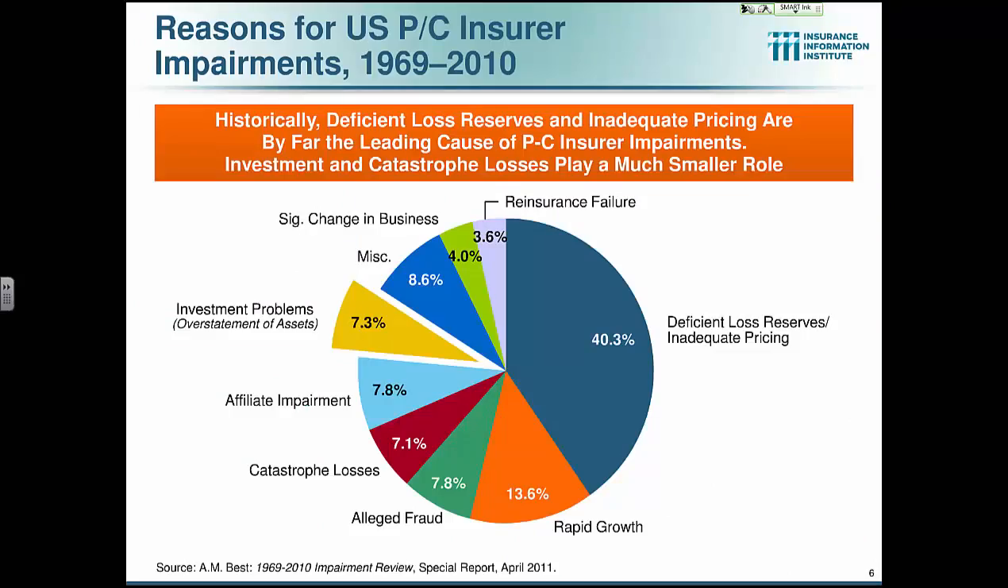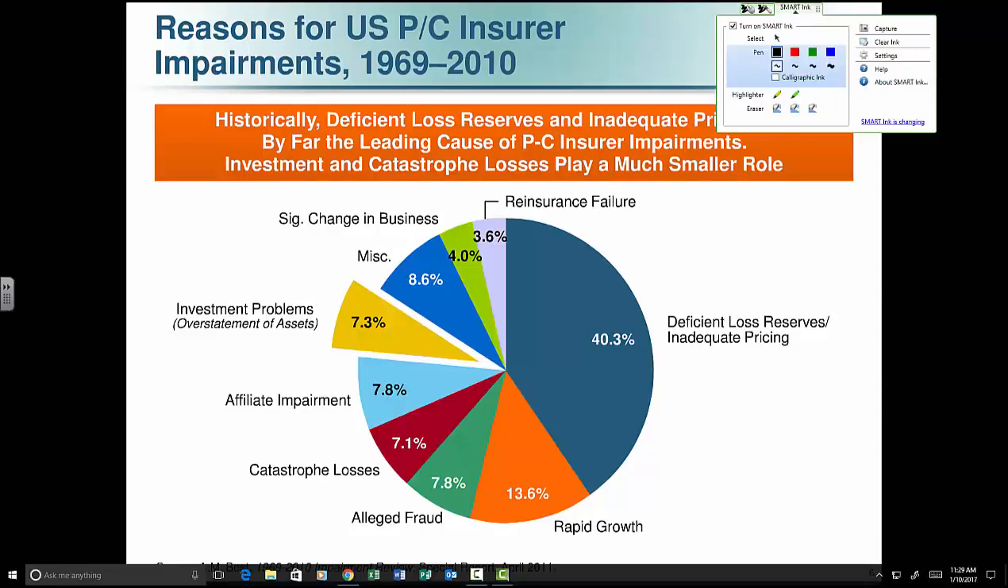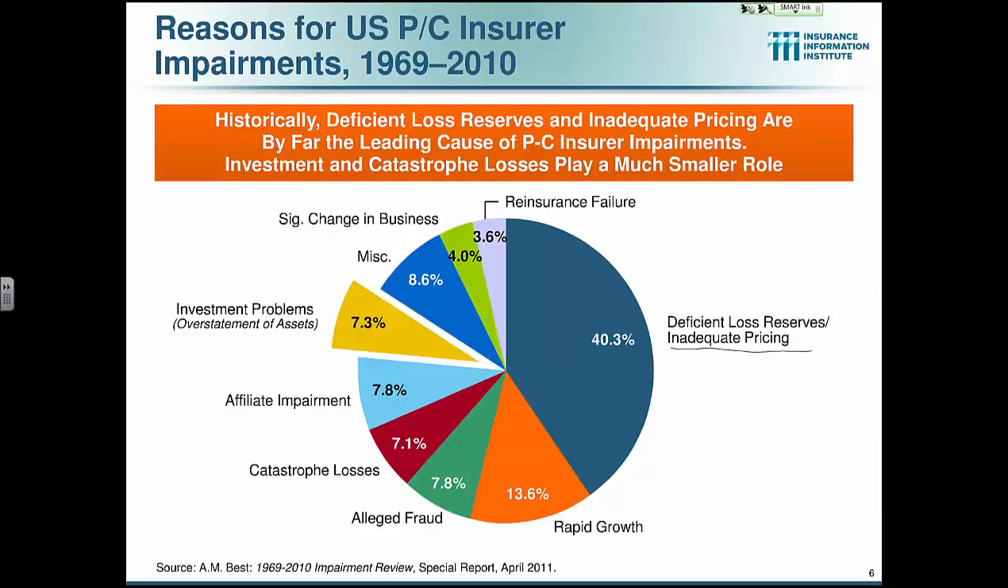Now let's look a little more closely at what causes PC impairments. Deficient loss reserves and inadequate pricing being the primary cause. Rapid growth, which we'll study throughout the semester, alleged fraud and affiliate impairment, catastrophe losses, investment problems, and significant changes in business and reinsurance failure, along with some other miscellaneous causes, are all the primary causes of PC impairment.